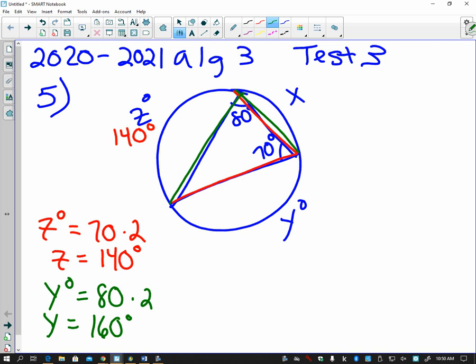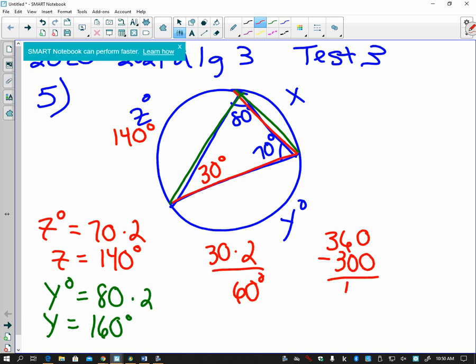All right, but you need to show your work for how you got that remaining, okay? Whether you're showing 30 degrees, 30 times 2, or you're taking 360 minus 300, either way, I get 60 degrees. I don't care, so long as we know that X equals 60 degrees. Do we understand this?